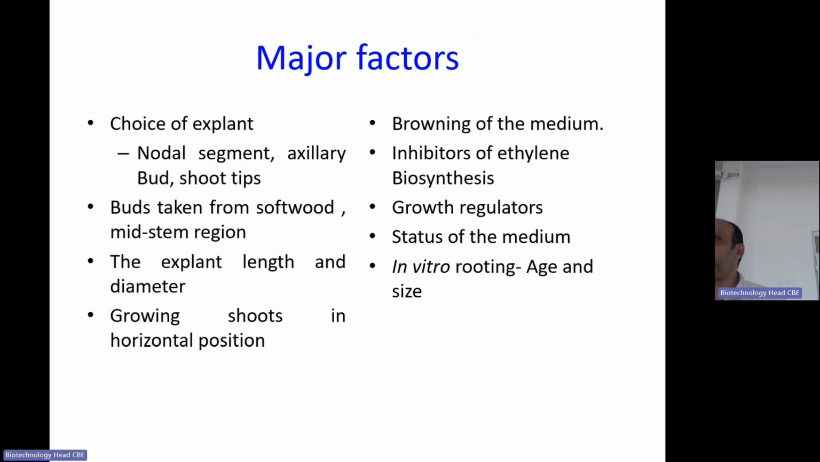It should be around pencil thickness from the mid stem region, and also the explant length and diameter. Length like 1 inch, maximum 1 inch. Then the growing place, growing shoots in horizontal position, preventing browning of the media, and inhibitors of ethylene biosynthesis. Silver nitrate can also be used so that it can elongate. Then the addition of growth regulators, the media we use, the in vitro rooting, and age. All this affects how many plants we get from rose.